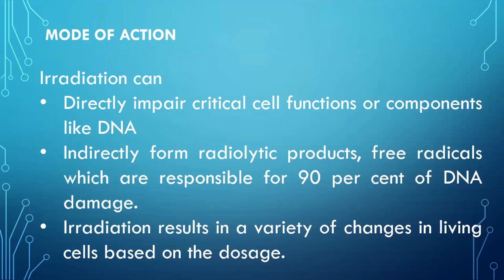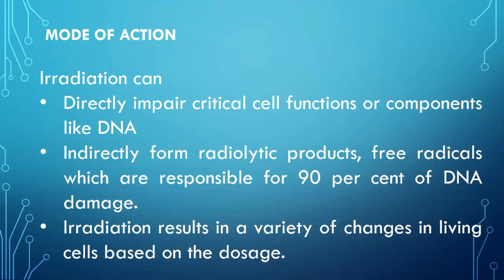That is, a new product is formed by the action of the radiation, like free radicals, which are responsible for 90% of the DNA damage. Irradiation results in a variety of changes in living cells based on the dosage. When we pass a mild amount of radiation, it causes a certain effect. When we pass a moderate amount of radiation, it causes a different effect, whereas when we pass a high amount of radiation, it has a variable effect. So the amount of radiation is directly proportional to the effect.